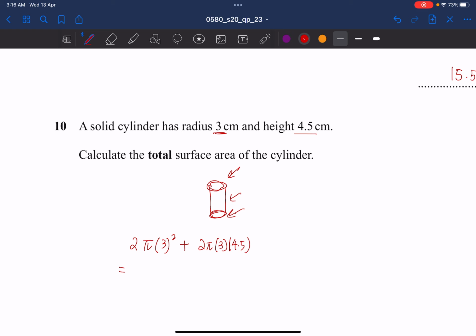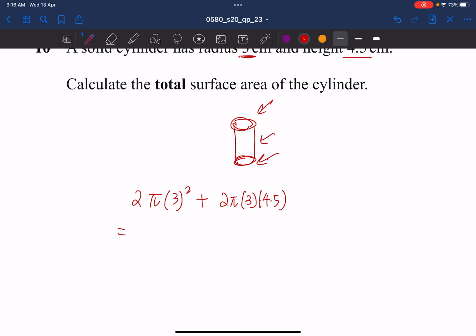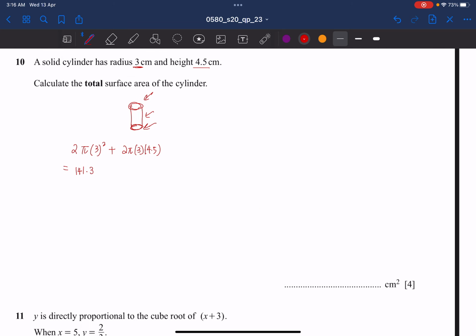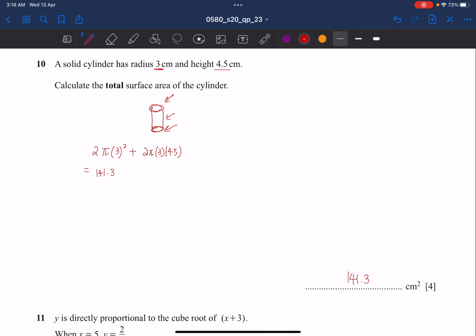So what we get here is roughly 141.3 cm squared.